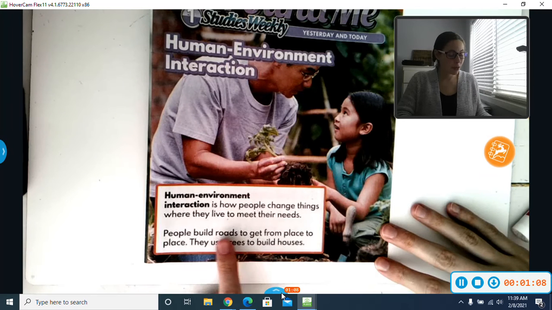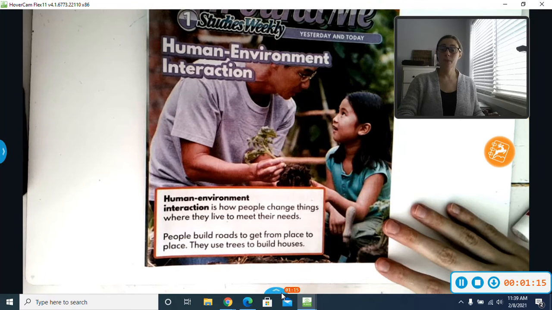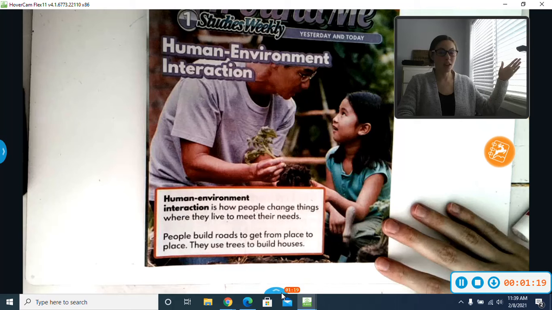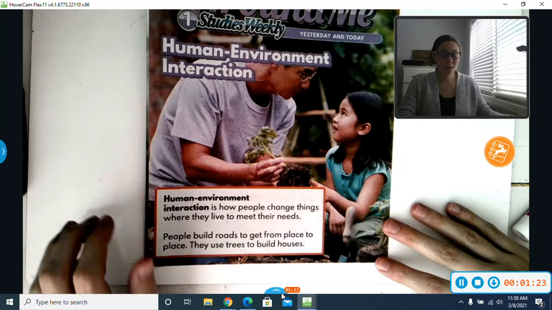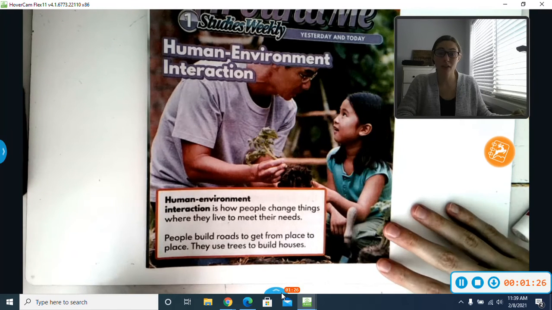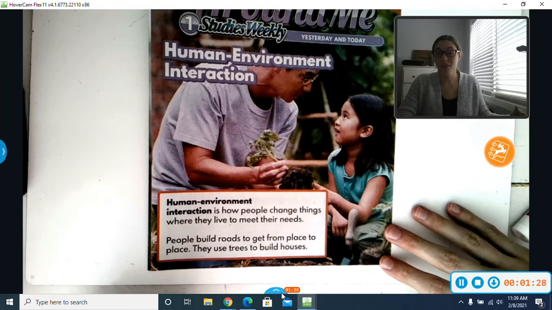People build roads to get from place to place. They use trees to build houses. If we need to go places, we don't drive across the field. We have to make sure we take a road, right? Or if we need a place to live, we have to use something from the environment, like a tree possibly, to build ourselves a home.